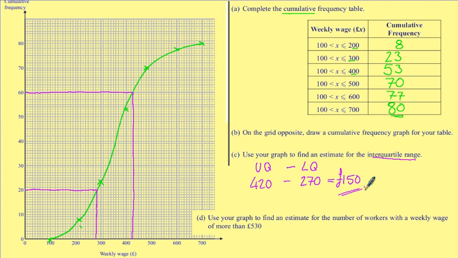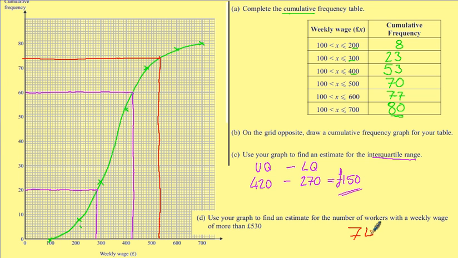Finally, we need to use our graph to find an estimate for the number of workers whose weekly wage is more than £530. So now we're just going to use our graph in the other way. So I'm going to read across from 500 to 530, read up to my line, and then read across from my line, and here it looks like we're at 74.